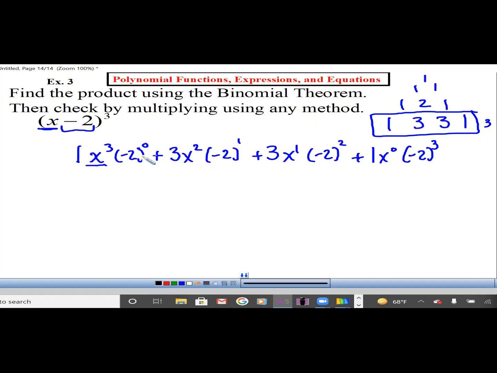What is -2 to the 0, guys? 1. What is 1 times 1? 1 times x cubed is x cubed.